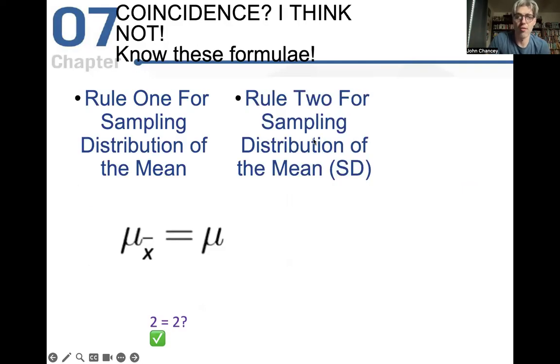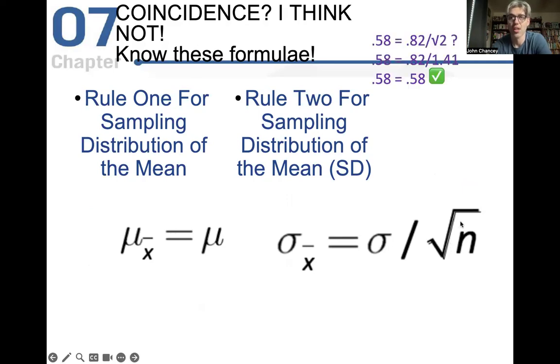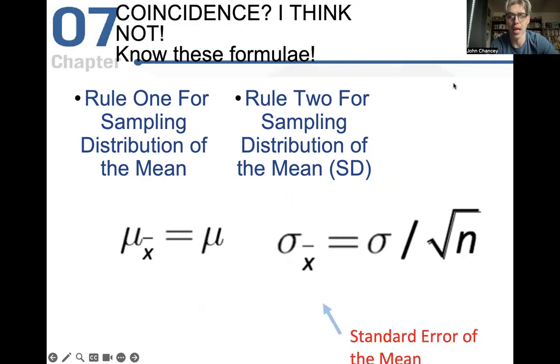The rule for the standard deviation of the sampling distribution of the mean: you're going to take the standard deviation and divide that by the square root of n. In this case, 0.58 equals 0.82 divided by the square root of 2, which gives us 0.82 divided by 1.4, so 0.58 equals 0.58. So just some rules, kind of background of where we're going, and it might help. And this is also referred to as the standard error of the mean, and we'll talk about that later on as well.